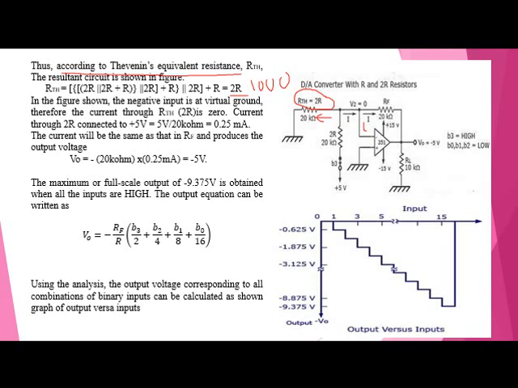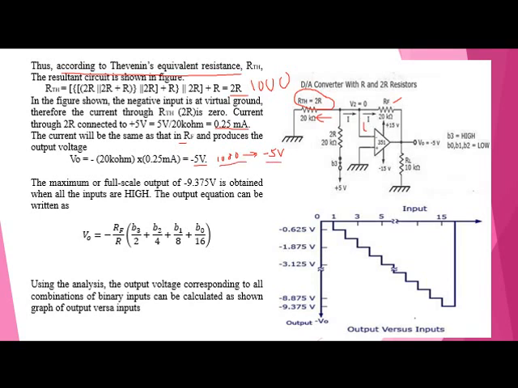Therefore the current through 2R connected to plus 5 volt is 5 volt divided by 20 kilo ohm, that is equal to 0.25 milliamps. The current will be the same in RF also. Therefore RF produces the output voltage equal to minus 20 kilo ohm times 0.25, that is equal to minus 5 volt. So when the binary value is 1 0 0 0, this is equivalent to minus 5 volt.